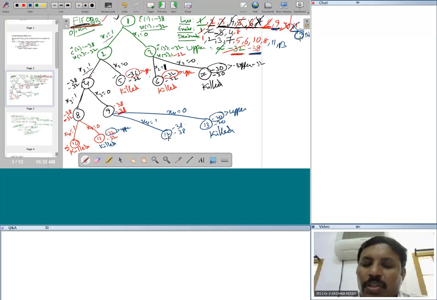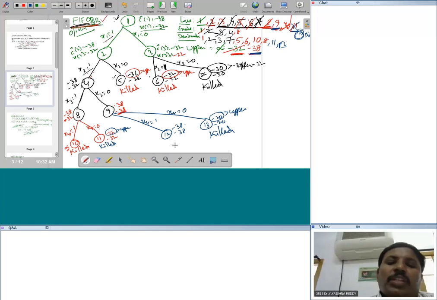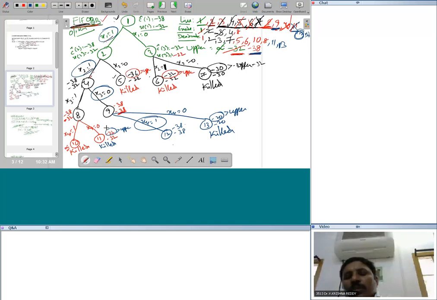Then is it possible to expand node 12 further? No, because in the state space tree all 4 object decisions are over: x1, x2, x3 and x4. These 4 decisions are over. Then node 12 is a live node and there is no possible further expansion. All the remaining nodes are killed nodes. Then node 12 is the answer node.